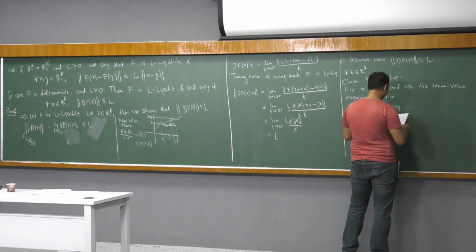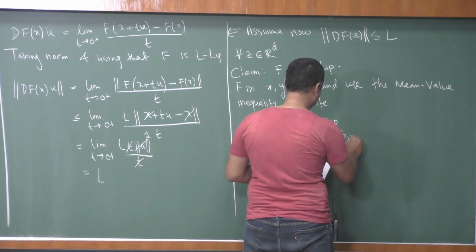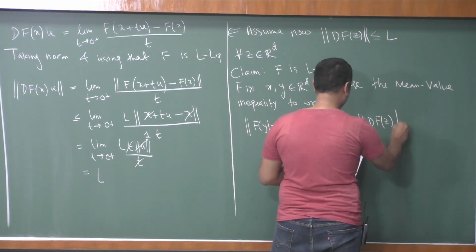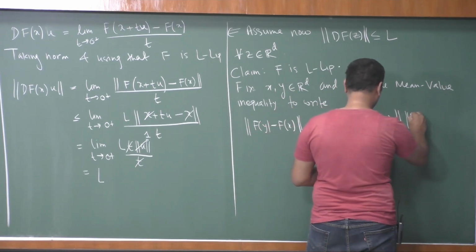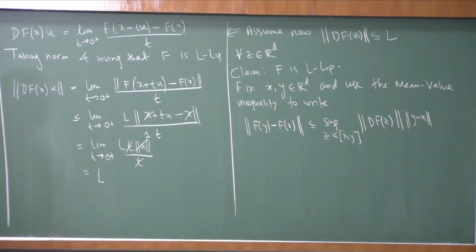So this is the supremum of z in xy of norm of df(z) times norm of y minus x. Okay, so this is not just the mean value theorem, but it's a mean value inequality. So that's how we want to go there.